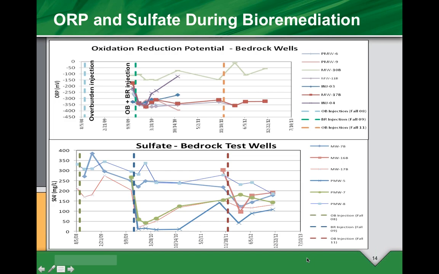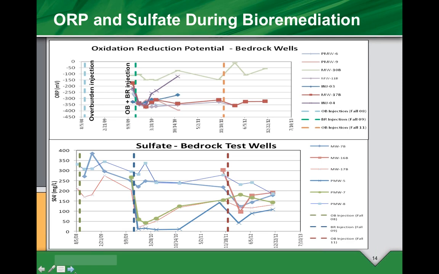And the upper graph shows redox potential. Bottom graph is on sulfate. Now these are both groups of bedrock wells. And what you can see after the application of our substrate in the bedrock test area, a nice decline in redox potential. As I mentioned, not every well is hydraulically connected, so that would be the case with this uppermost line.